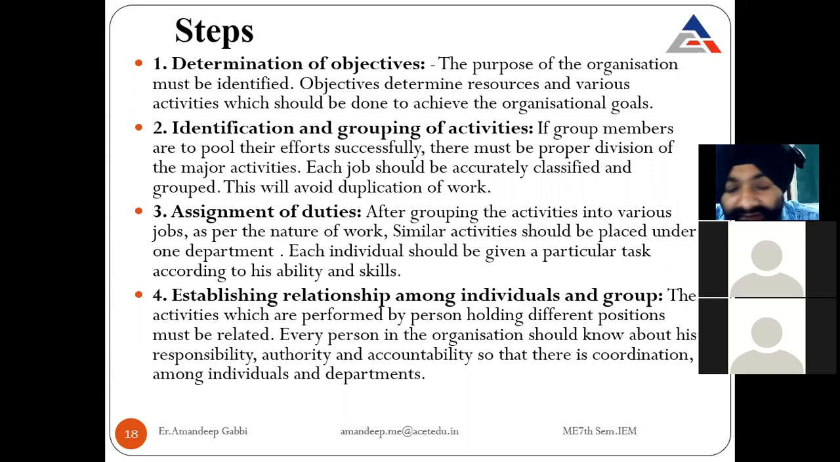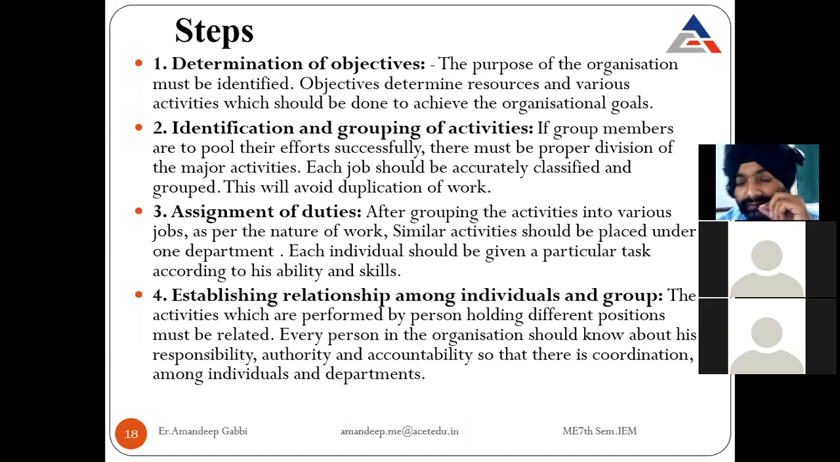Assignment of duties. After grouping the activities into various jobs, as per the nature of work, similar activities should be placed under one department. Once you have grouped the activities of the organization, similar activities should be placed under one department. Suppose we want to arrange a fest, right? There are a number of activities, like online competition, solo song competition, Rangoli competition and gaming, and so on.